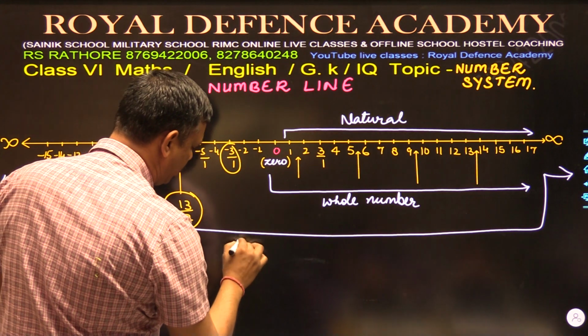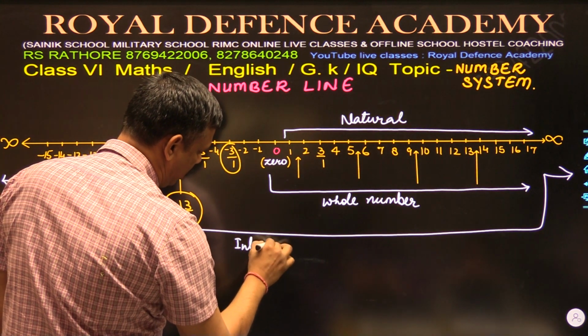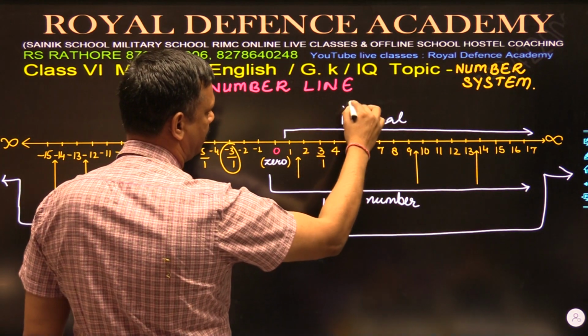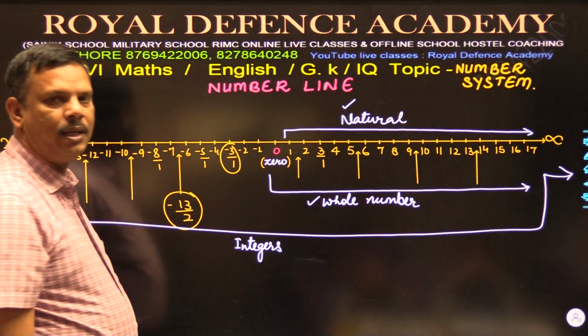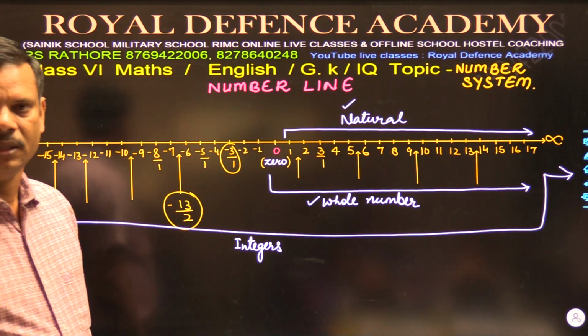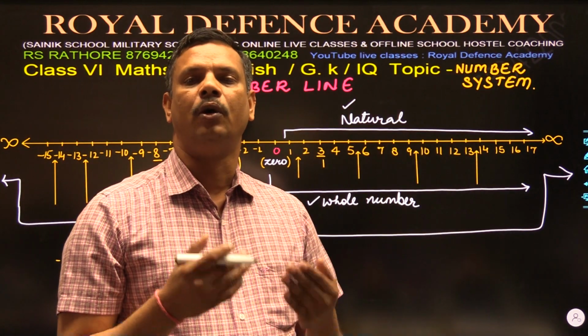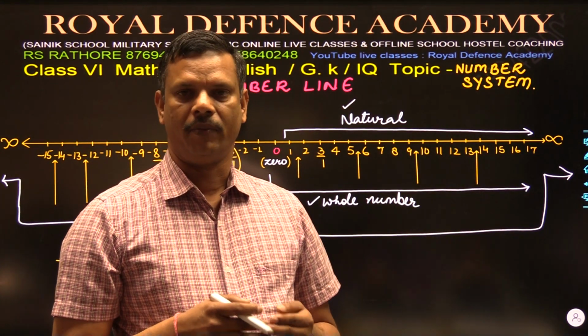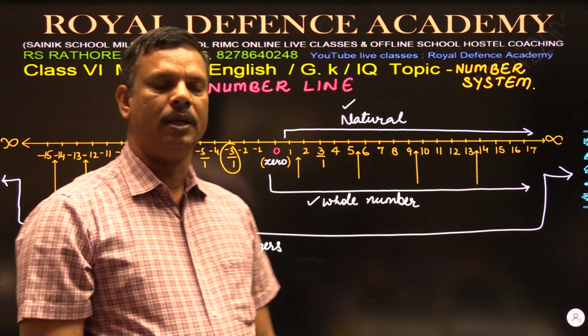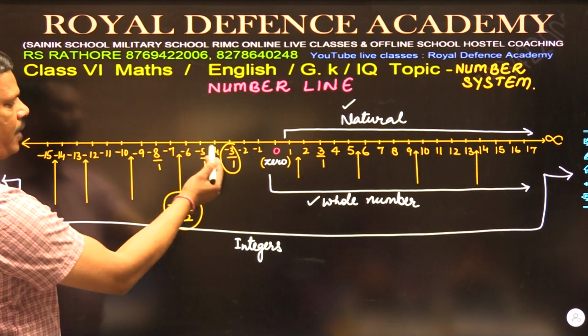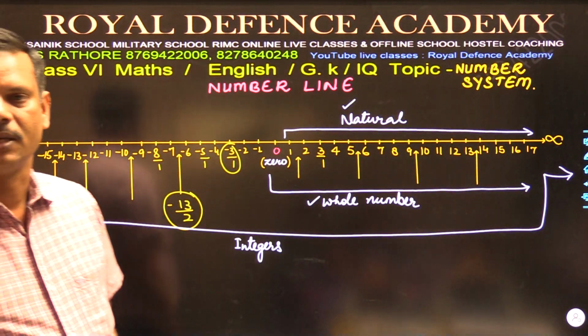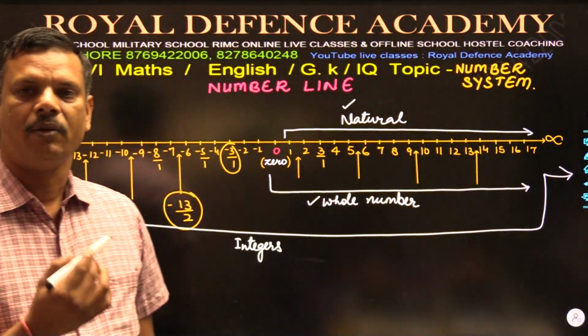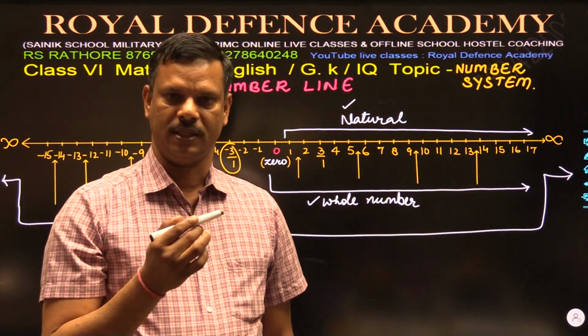What do integers include? Integers include all the natural numbers and whole numbers. And integers are bigger than whole numbers and natural numbers. Why? Because they include negative numbers also. That means -1, -2, -3, -4, -6 and so on to infinity. Negative and positive numbers are called integers.